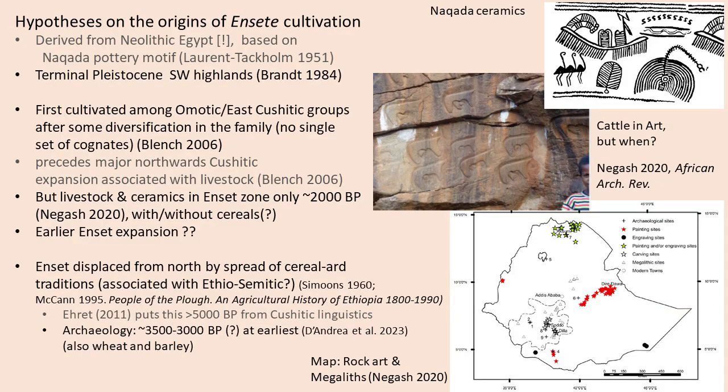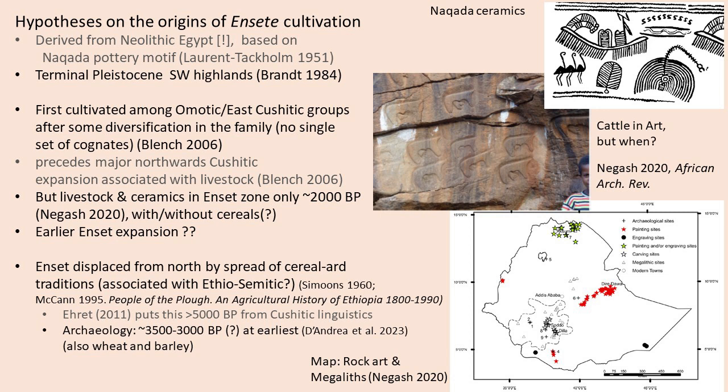Okay, so where does enset cultivation come from? There's a lot of crazy ideas out there if you go into the literature. James Bruce, who was a Scottish-British explorer in the late 1700s, said it must come from Egypt because it's an important crop. I think that's just because things came from Egypt in his mind. But anyways, Vivi Laurent-Täckholm, a botanist who wrote the Flora of Egypt in the first half of the 20th century, also decided it must come from Egypt, so she wrote a paper on it, which I would say is a little bit nuts.